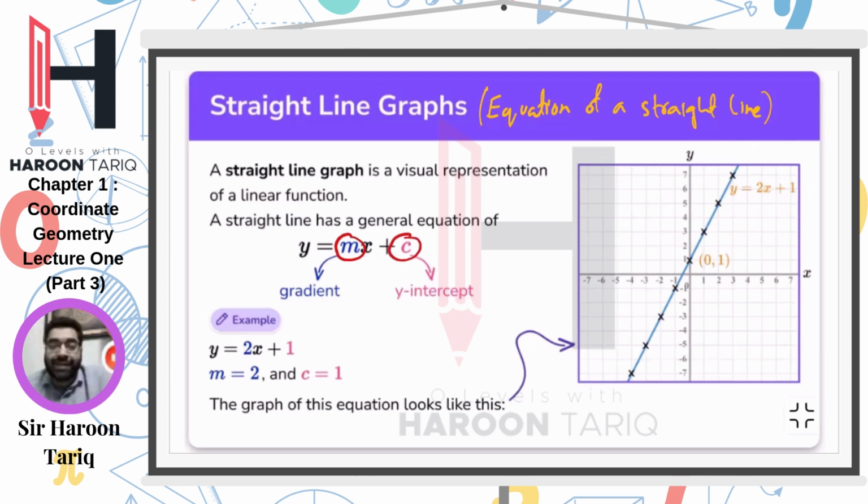Now, what is the y-intercept? Y-intercept is the point where a line crosses the y-axis. You see, this is the y-axis. This is the x-axis. So what's the y-intercept of this line which has been drawn here? Where does it cross the y-axis? This is the y-axis.